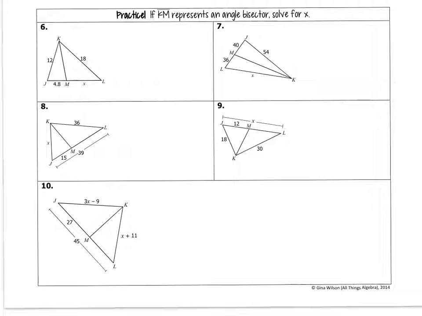Number 6, I was told that KM represents an angle bisector. So I've got the angle bisector here, and then I know these must be proportional to the sides. So if I set it up, it's 4.8 over x should equal 12 over 18. And your final answer should be x equals 7.2.